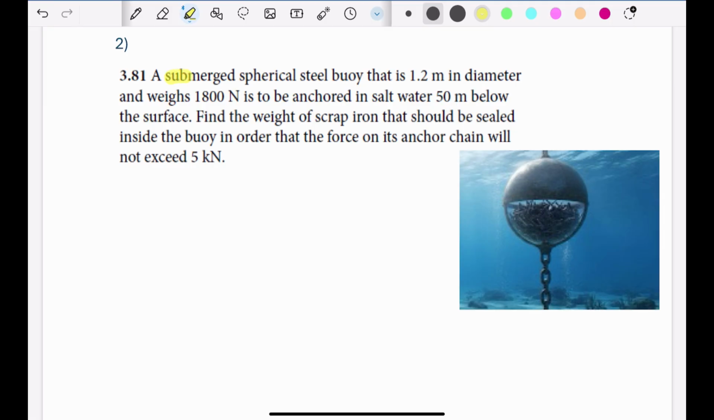In the second question, we have a submerged spherical steel buoy that is 1.2 meters in diameter and weighs 1,800 Newton, and it will be anchored in salt water 50 meters below the surface. We need to find the weight of scrap iron that should be sealed inside the buoy in order that the force on its anchor chain will not exceed 5 kilonewton. So first, write what we have. We have weight of this spherical steel buoy.